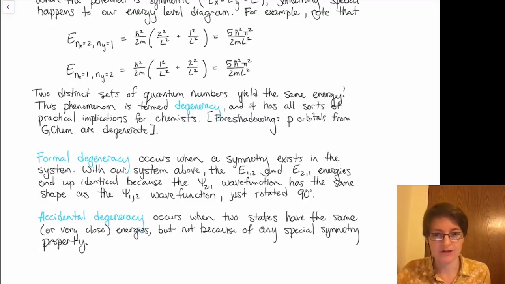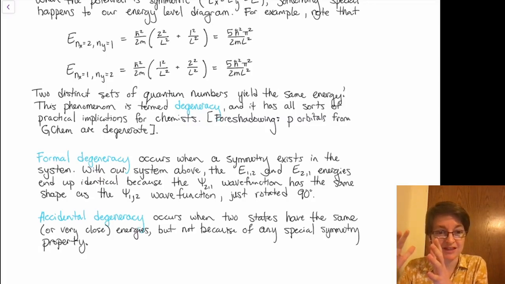One, and really what we're going to focus on in PChem, is something called formal degeneracy. So in a system that has symmetry, in this case our symmetry is that L sub x is equal to L sub y. When that symmetry occurs, sometimes you'll get solutions to the wave function that look identical, just like we saw a moment ago, but that are different based on a rotation or a reflection or something along those lines. In those cases, the energies corresponding to those wave functions are going to end up identical because of that deep underlying symmetry.